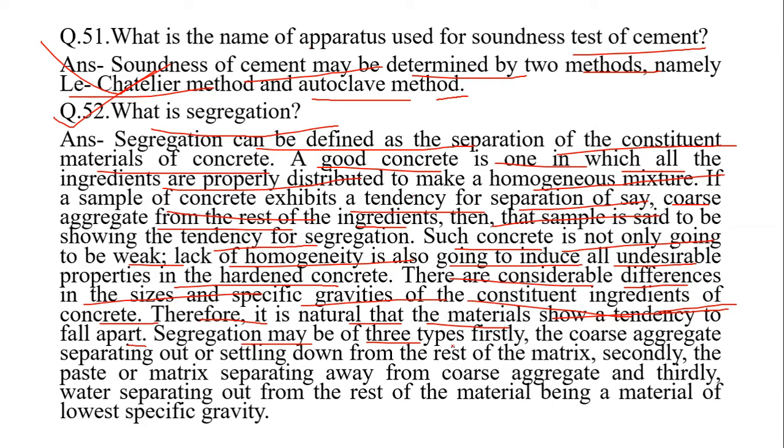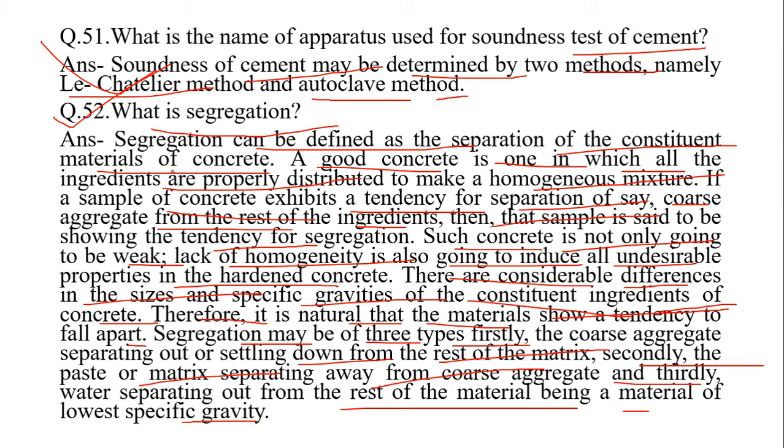of three types. Firstly, the coarse aggregate separating out or settling down from the rest of the matrix. Secondly, the paste matrix separating away from coarse aggregate. And thirdly, water separating out from the rest of the materials, being the material of lowest specific gravity.